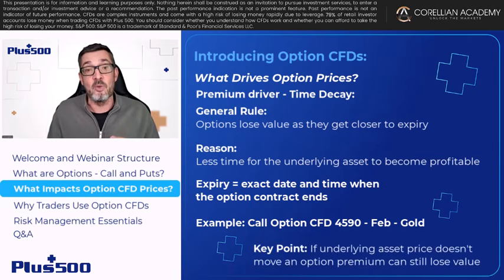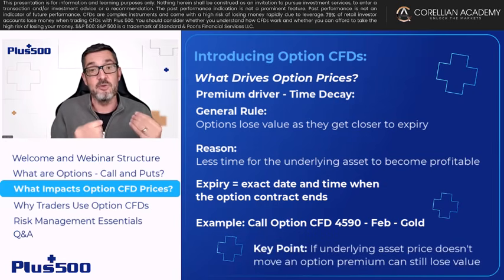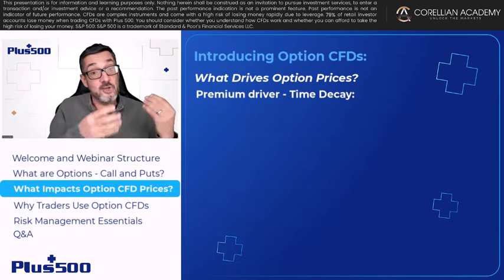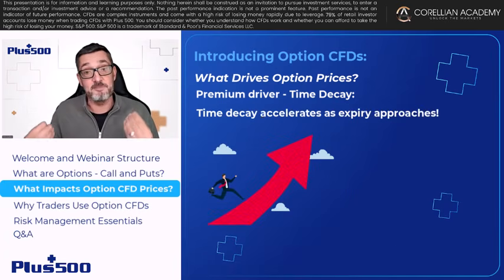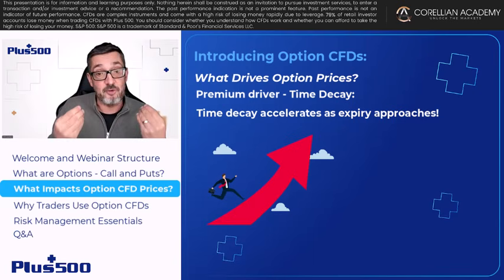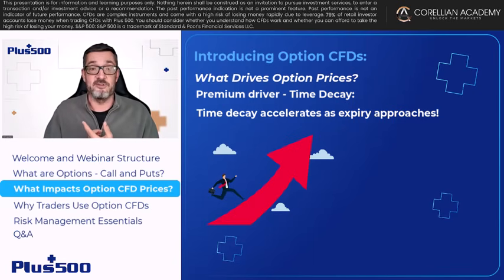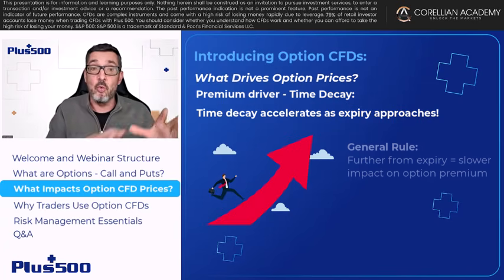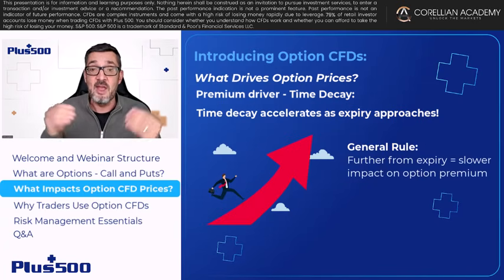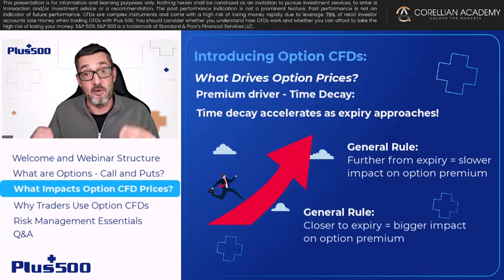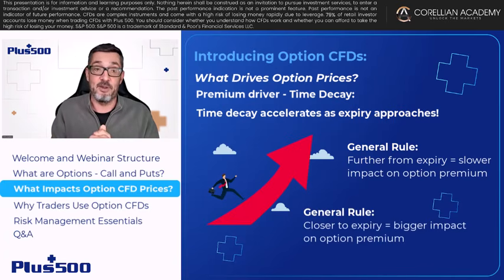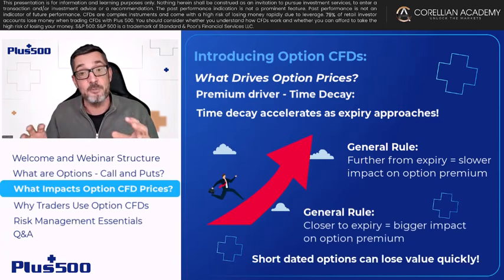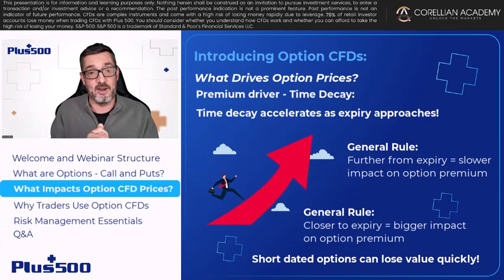It is important to note, even if the underlying price doesn't move at all, the option can still lose value day by day. Time decay accelerates as expiry approaches. It's not constant. It speeds up dramatically as the option gets closer to expiry. As a rule, the further an option is from expiry, the slower the impact on option premium, while the closer you are to expiry, the bigger the impact on that premium. This is why short-dated options can collapse in value very quickly.